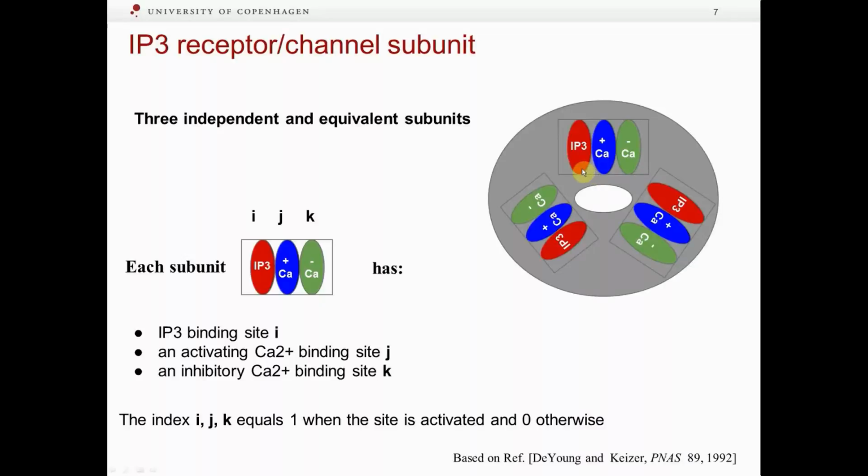And in addition, all 3 subunits must be in this state where the first and the second site here are occupied, but there's no occupation of the third site. We denote these 3 places A, J, and K, and if the ligand is bound, whether it be IP3 or calcium, we say that the index equals 1, whereas if there is no occupation, the index is 0.